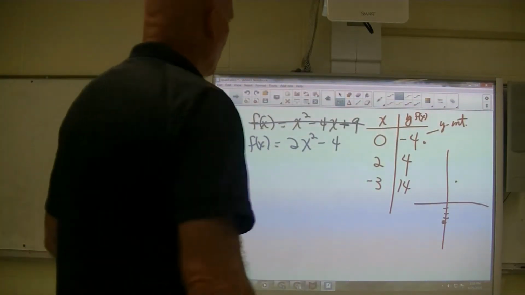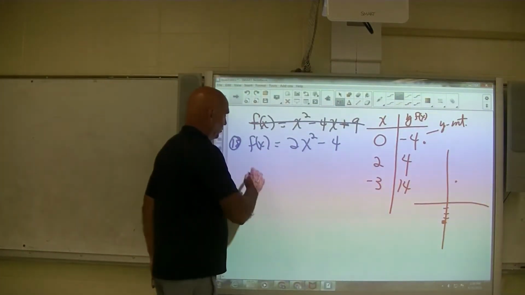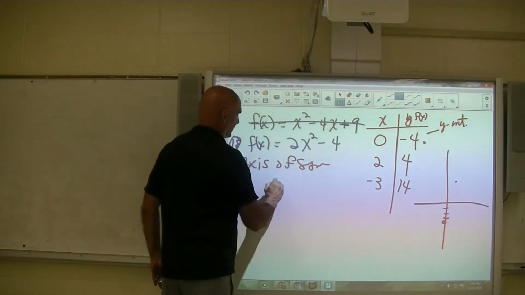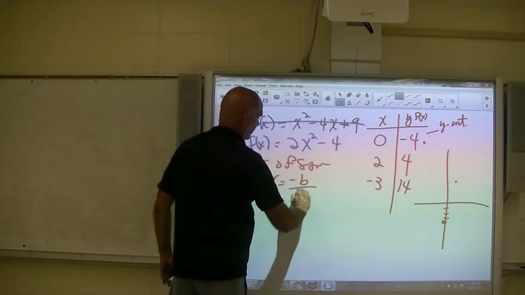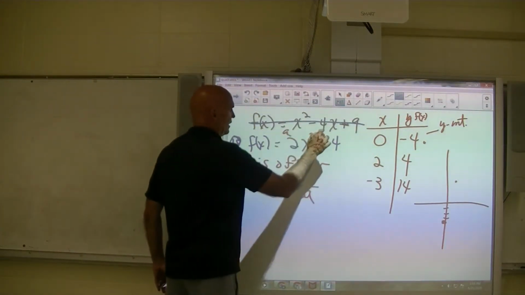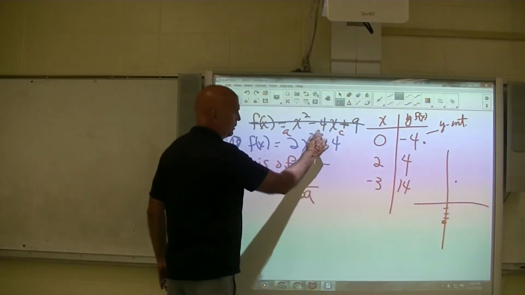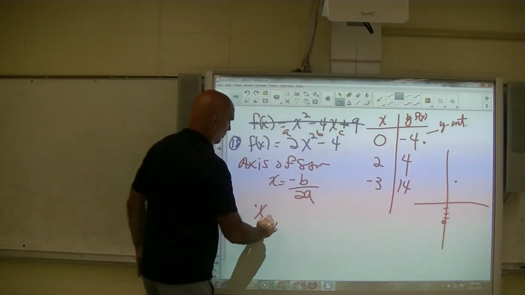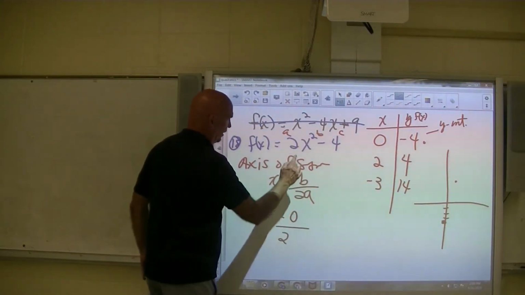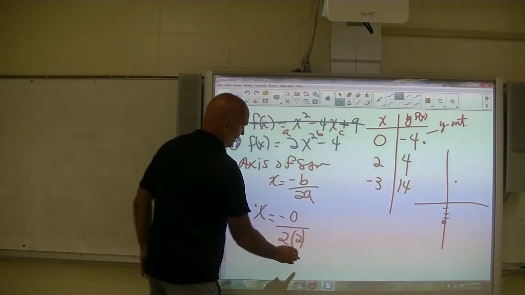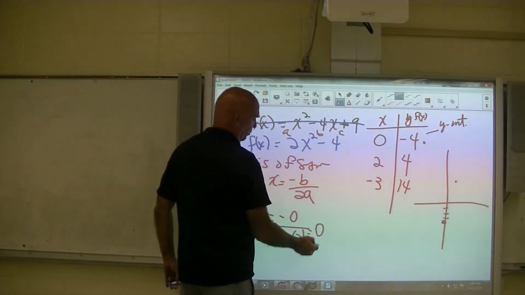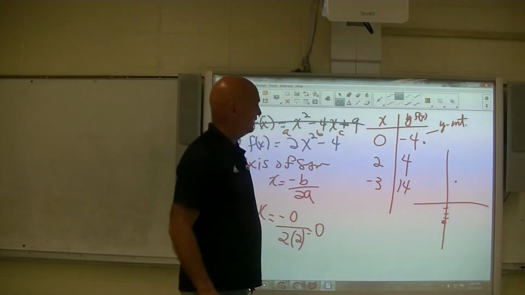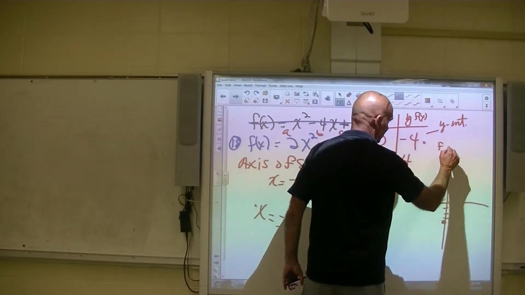And you can see there that, oh, by the way, the axis of symmetry. The axis of symmetry, remember, x equals negative b over 2a. So here's A, here's B, here's C. Okay, there's no B, right? There's no something times x term. So that means that B is 0. So it's negative 0 over 2 times 2. 0 over 4, of course, is equal to 0. So the axis of symmetry is the line x equals 0, which is the y-axis, or the f of x axis.